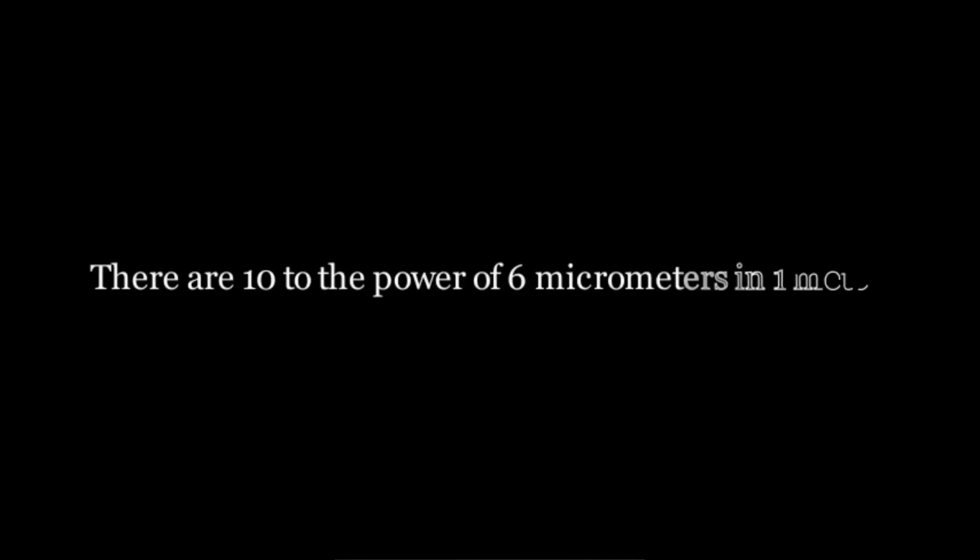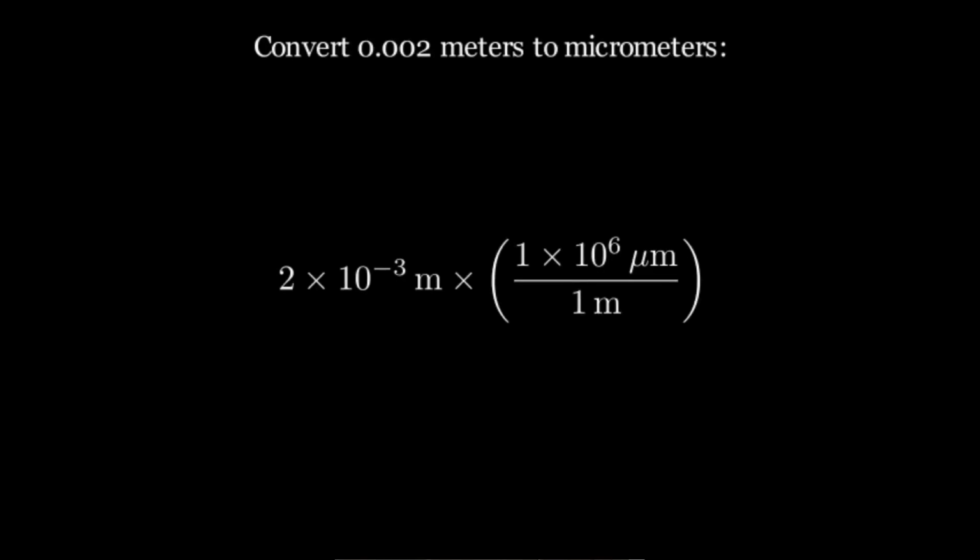There are 10^6 micrometers in 1 meter. So we use this conversion factor. Convert 0.002 meters to micrometers. The answer is 2 × 10^3 micrometers.